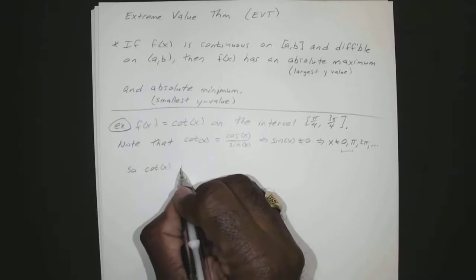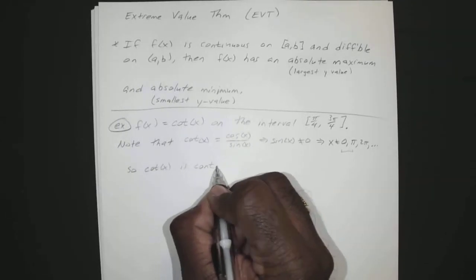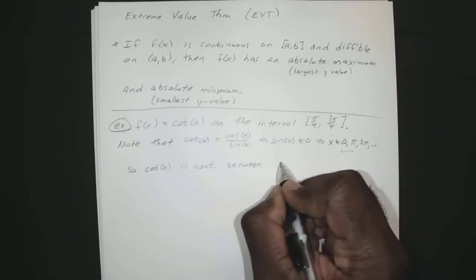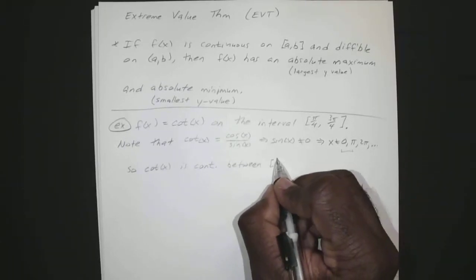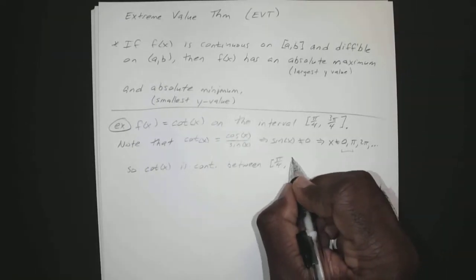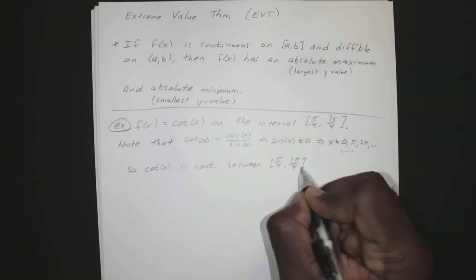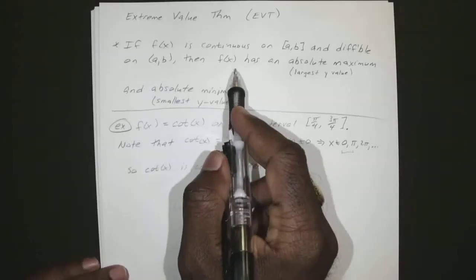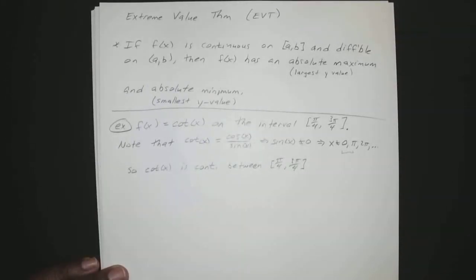So cotangent of x is continuous between pi over 4 and 3 pi over 4. And it's also differentiable everywhere between there. You just have to use the product rule and you can find the derivative. Okay. So since it is continuous and it is differentiable, we know that it has an absolute minimum and maximum. And plus, if you plug in your two endpoints, they exist.